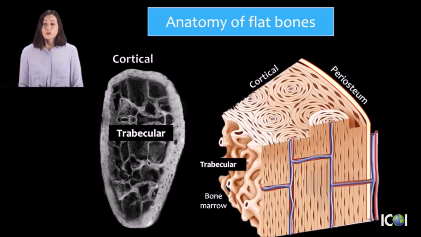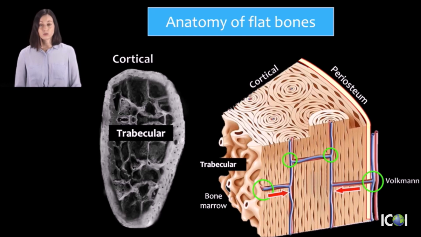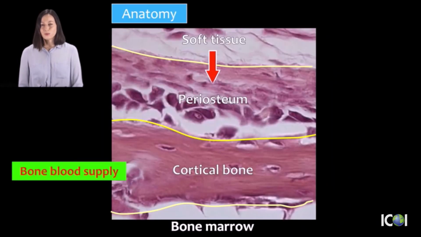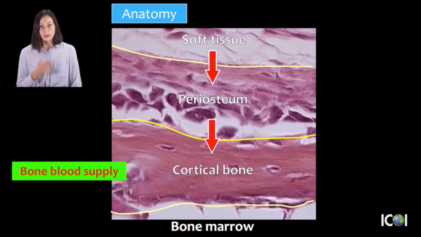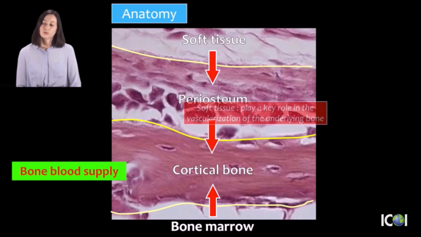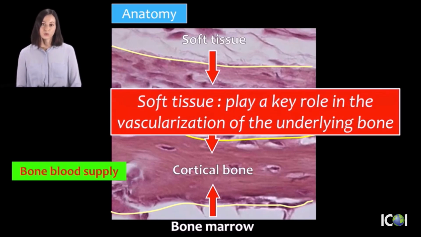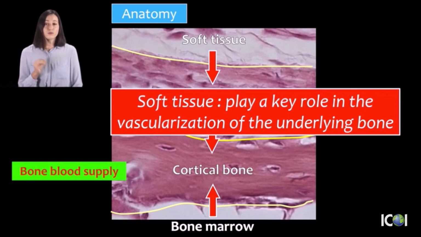Anatomy. We know that we have a cortical bone around the trabecular bone, and that the vascularization is done through the Volkmann channels. Who supplies the periosteum? The soft tissue. And the periosteum will then supply the cortical bone and also the bone marrow. But the soft tissue plays a key role in the vascularization of the underlying bone.